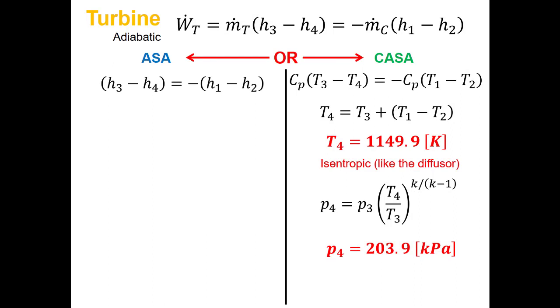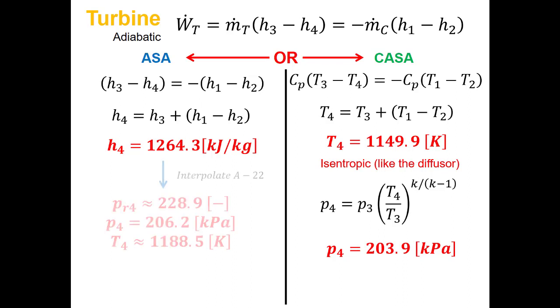We'll do the same thing with the variable specific heat analysis, but this time we actually have to find the specific enthalpies. I can arrange my expression to isolate for H4, but I know H1, 2, and 3, so here I see that H4 is 1,264.3 kilojoules per kilogram. Anytime I know any of these pieces of information on table A22, I can find the rest of them, and here PR4 is 228.9. Because I know this is isentropic, I can use the ratio of the reduced pressures to be equal to the ratio of the pressures. So I find that P4 is 206.2 kilopascals.